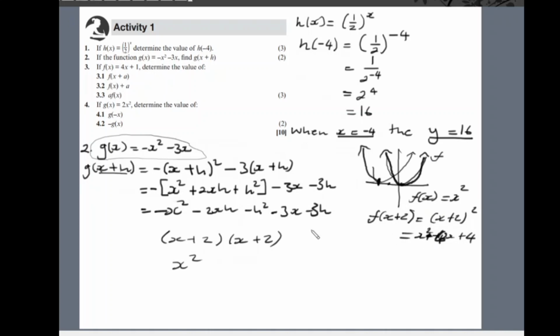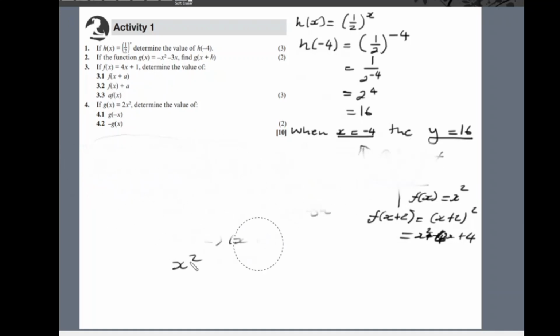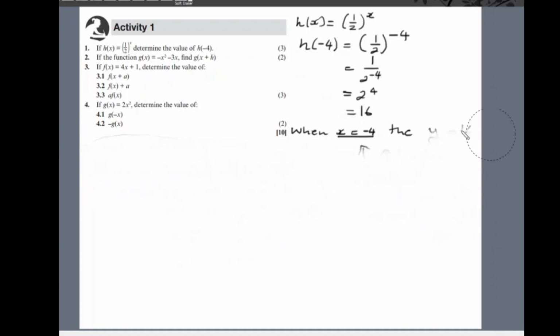What I'm trying to explain is that whenever we are substituting like this, if we have a graph of the original function, we are sort of transforming the graph of the original function. We are shifting it in a way. I hope that makes sense. Going on to question 3. Question 3.